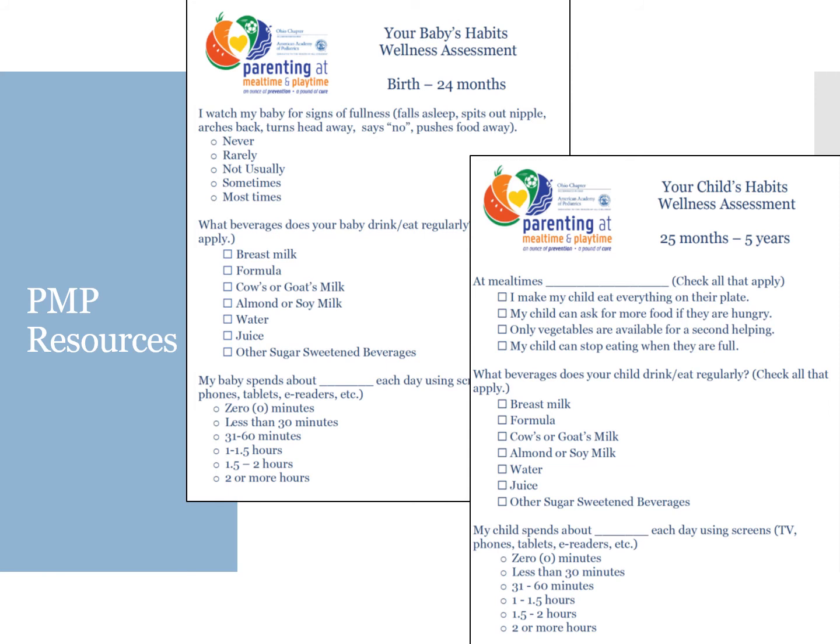So indicator questions are represented by the two forms here. We have two sets of them, birth through 24 months and then 25 months to 5 years. The three questions that are unique to PMP that you can ask of families.